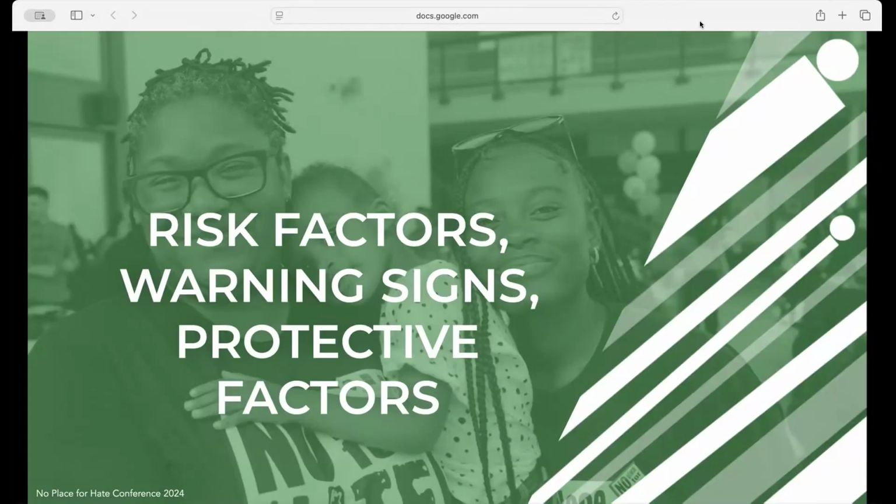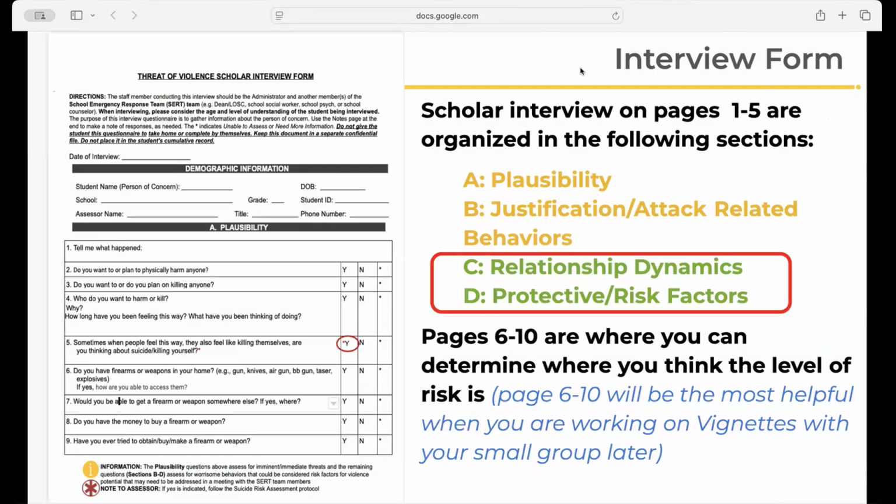All right, so now let's talk risk factors, warning signs, and protective factors, which are really key in determining the level of threat when we are working with our scholars who we are assessing for threat of violence. So let's talk about it. As you can see here, the protective and risk factors, part D, is the section where we are looking to see which of those factors the scholar has or doesn't have.